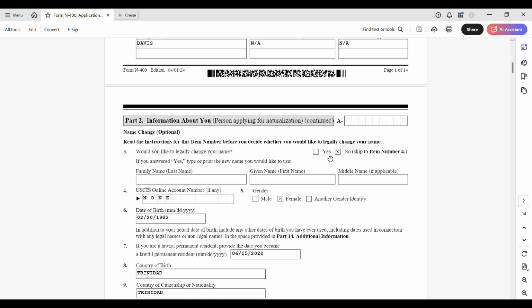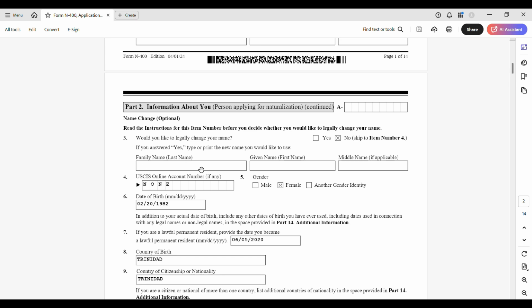If you would not like to change your name, you're going to select no and skip to Part 4 or number 4. If you're going to change your name, you're going to be required to place a last name, a first name, and a middle name. So in other words, your new name would be provided in these spaces. Again, last, first, and middle.